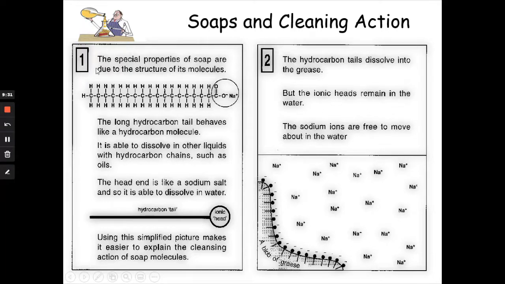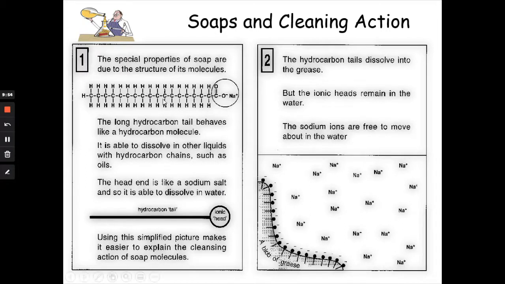So we've been through this already, so the special properties of soap are due to the structure of its molecules. We've got this long hydrocarbon tail, which behaves like a hydrocarbon molecule and dissolves well in other liquids with hydrocarbon chains such as oils, so this hydrophobic end. And then we've got this head end, which is like a sodium salt, so salts like sodium chloride are able to dissolve well in water.